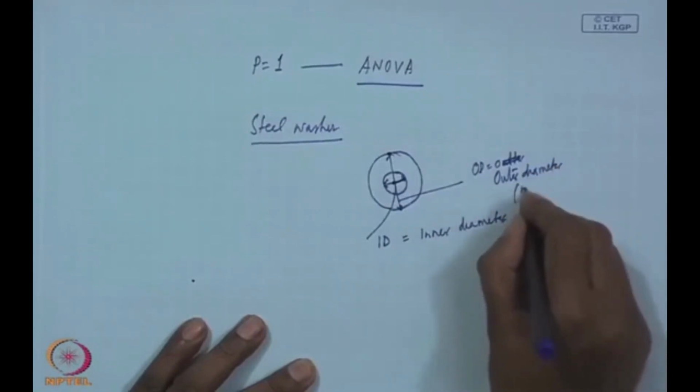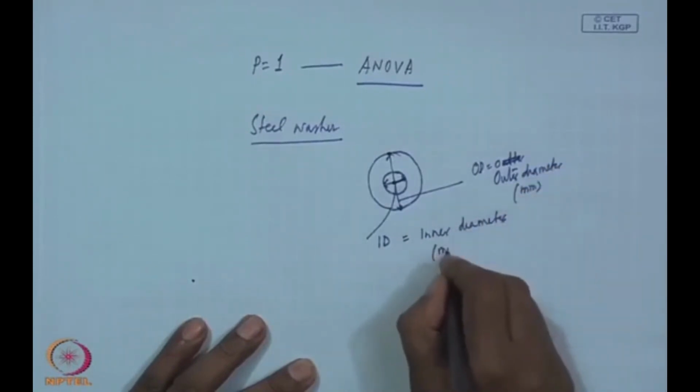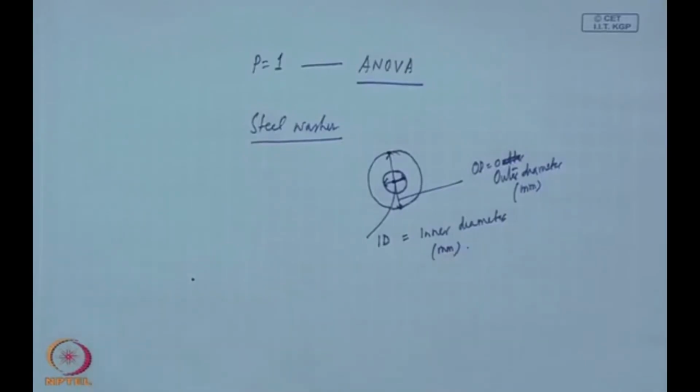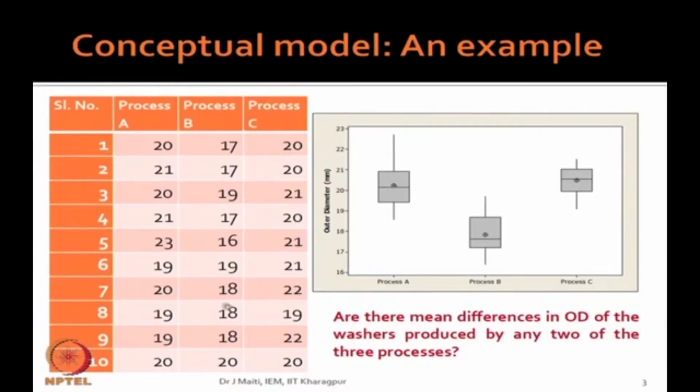Let both be measured in millimeter. Here these values are in millimeter for outer diameter. The problem is that you are producing through 3 different processes, but you are producing the same thing, that is a steel washer, and outer diameter is the quality variable which is specified by the customers.